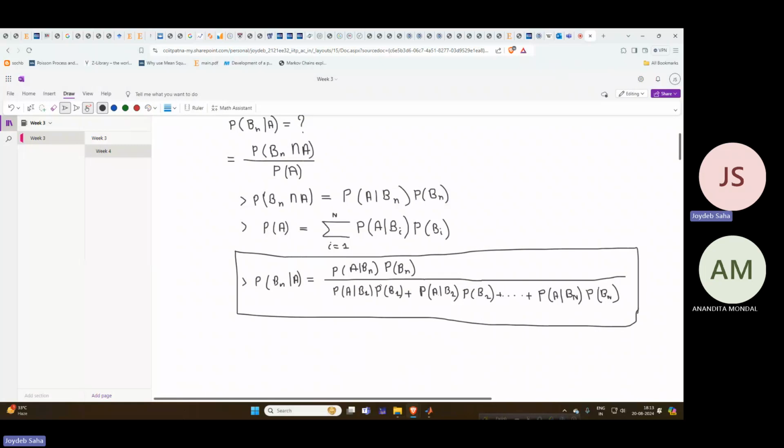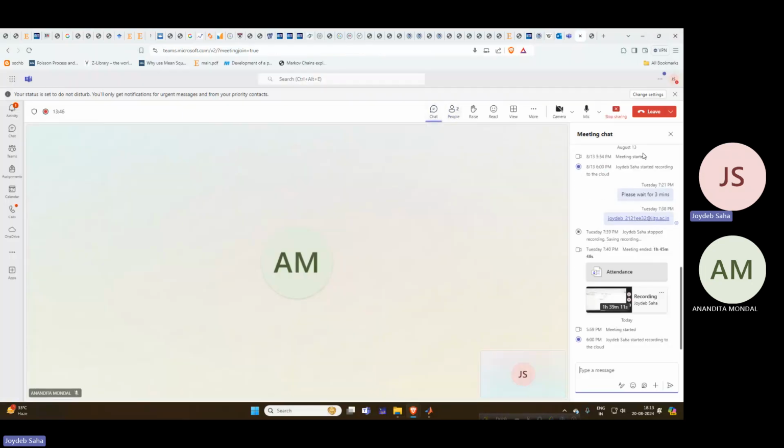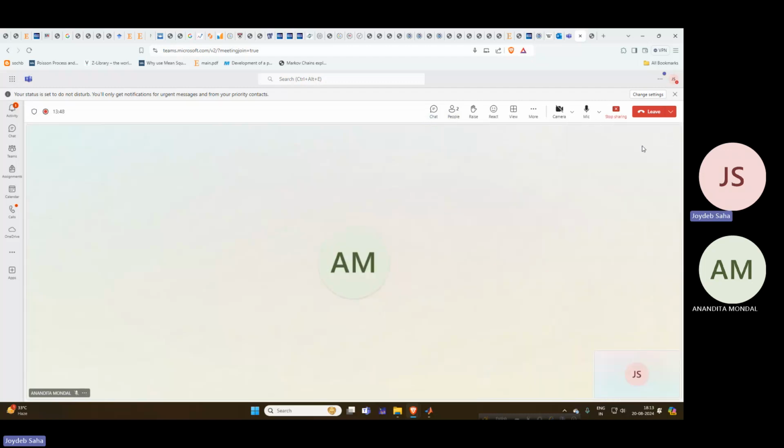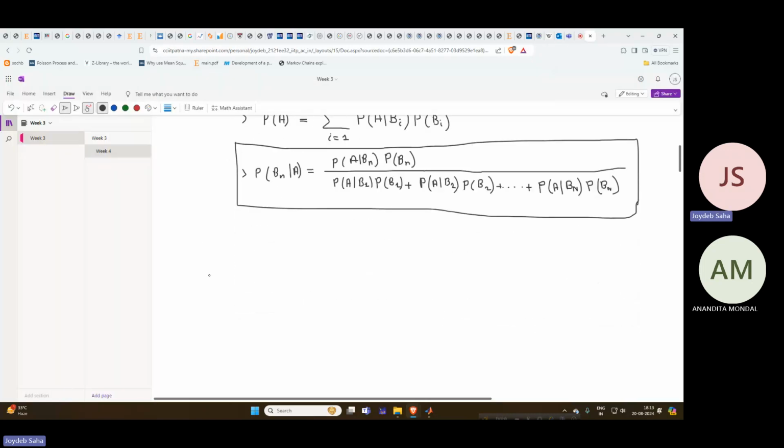And in between, if there are any queries or confusion, please write in the chat box. Okay, so as of now there is no query, so let us take the example.